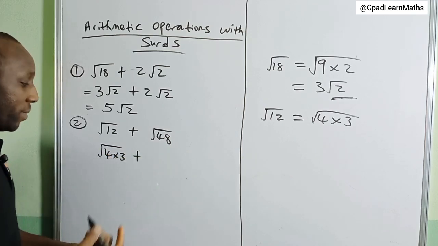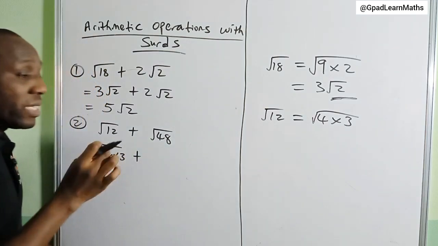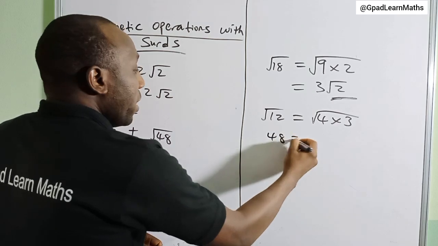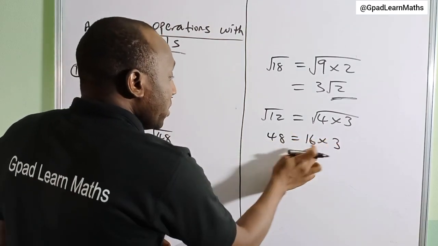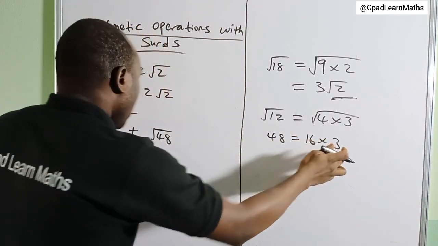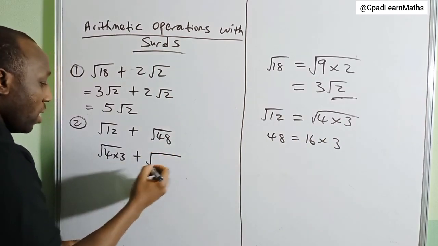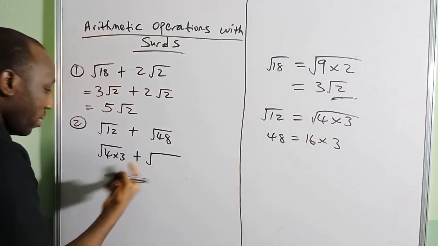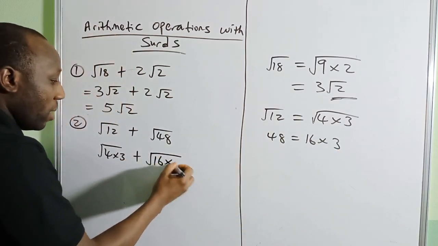Now what about 48? Remember, we're trying to make sure that you have the same radicand. So what about 16? 48. It is what? 16 times 3. 16 is a perfect square. 3 is not. So we can use that because I know that we already have a common radicand, 3 and 3. So that's 16 times 3.